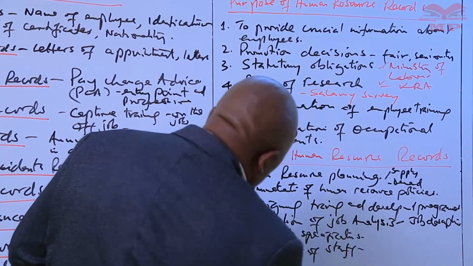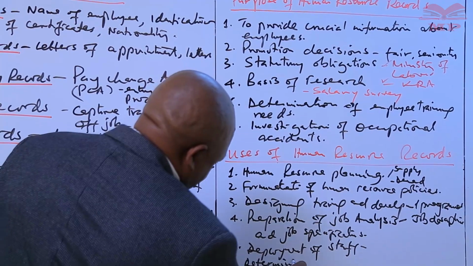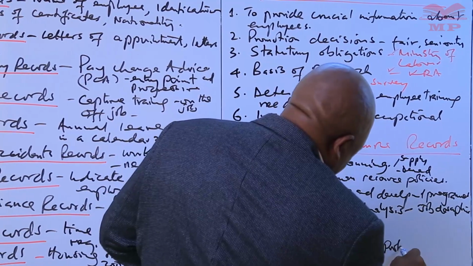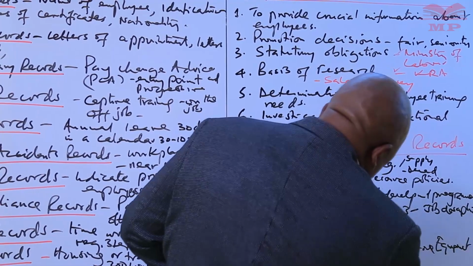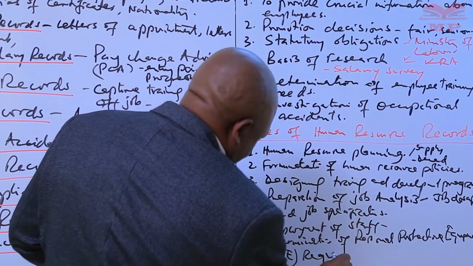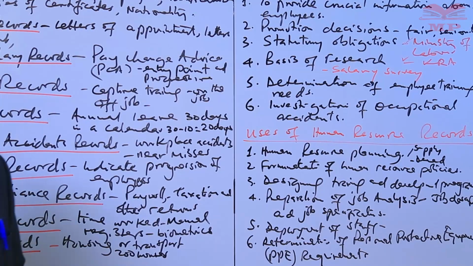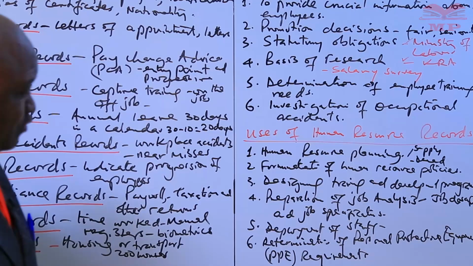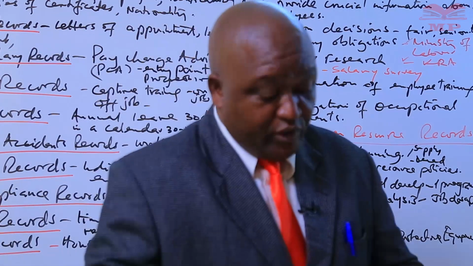There is also the issue of determination of maybe personal protective equipment. Personal protective equipment, you call them PPE requirements. So based on the information that you may have, then it is possible you can now determine and say, if you are looking for maybe the kind of PPEs or protective equipment you want to give workers, then you can be able to use the records that you have within that particular organization.